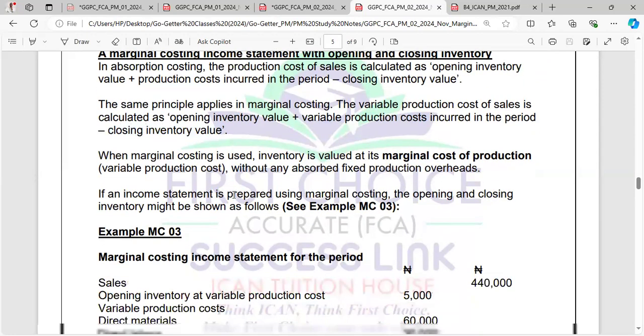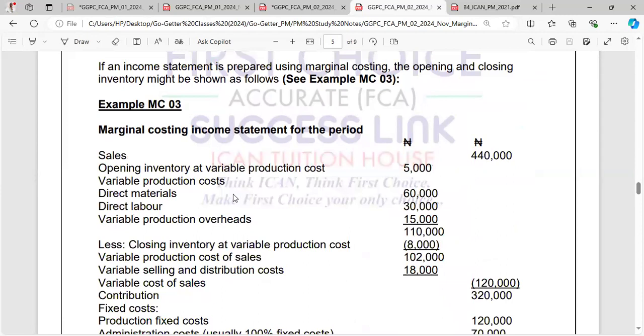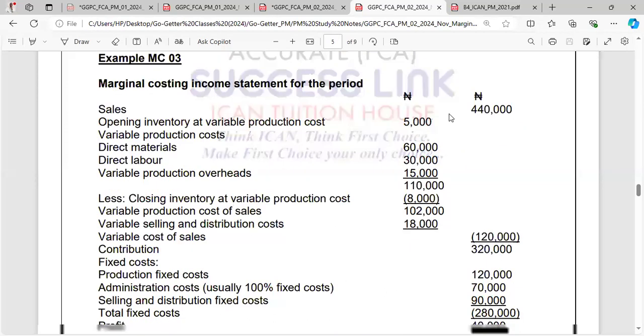All right, let's look at example 3 here. Look at the marginal cost here. Look at sales, 440. Opening inventory at marginal production cost is going to be 5,000. Variable production costs. Now you start outlining them. Direct material is one of them. Direct labor, variable production overhead. And look at their figures. You add them up and you have 110,000. Remember, there's variable opening stock here. Now you need to bring your variable closing stock. And when you less your variable closing stock, you have variable production cost of sales at 112, because this is your cost of sales, variable.